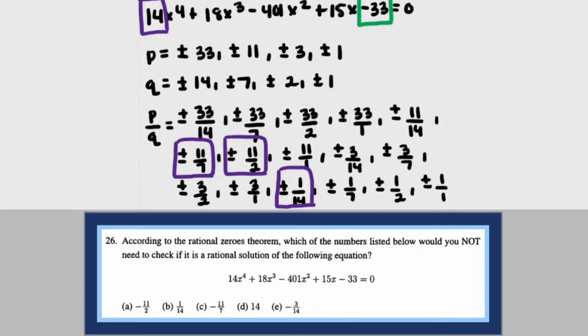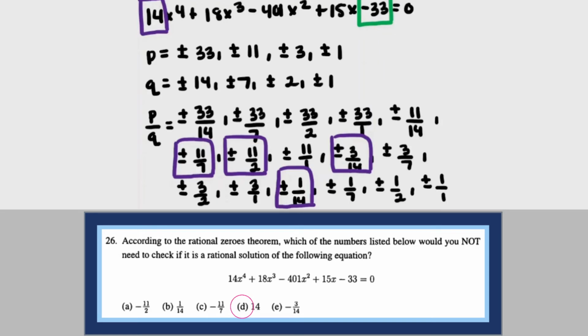For D, it says 14. So if I look, we have 33 over 14, 33 over 7, 33 over 2, 33 over 1, 11 over 14. I keep looking, and I don't see any 14 over 1, plus or minus 14 over 1. So that is not a possibility. And for E, it says negative 3 over 14, and we have plus or minus 3 over 14. So all of these are included except for 14, so D is going to be the answer to number 26.